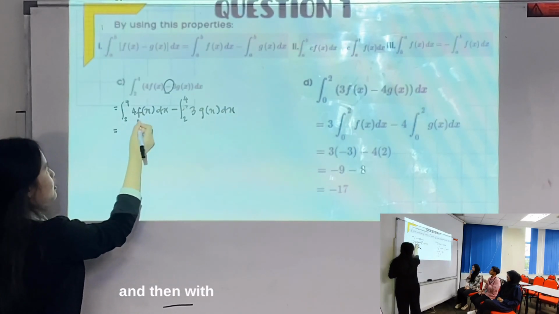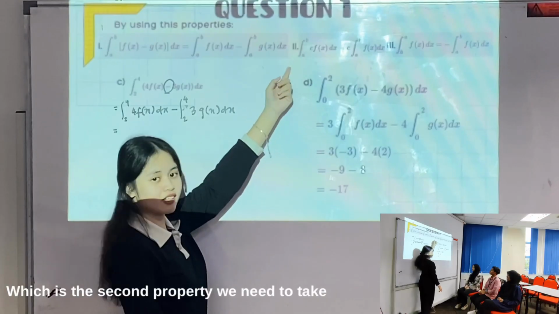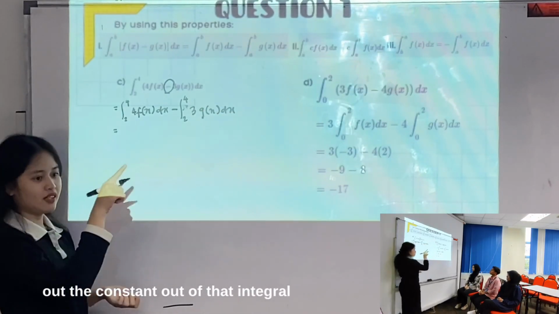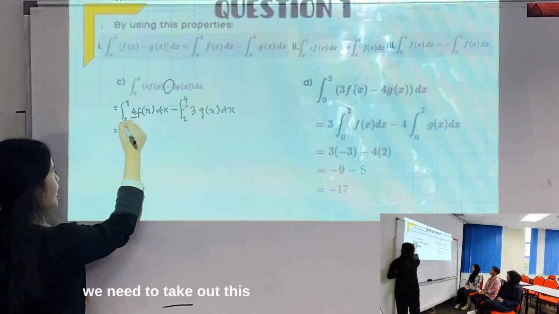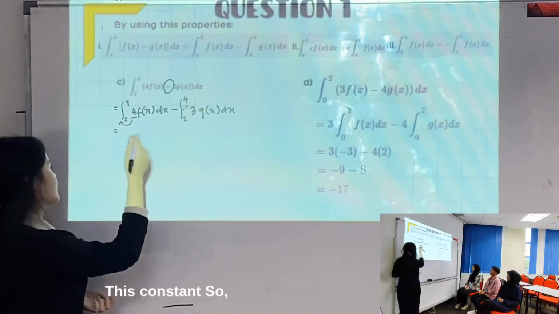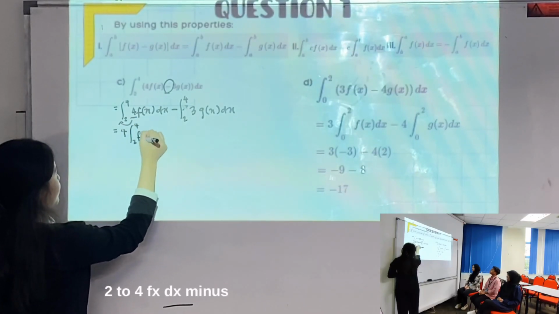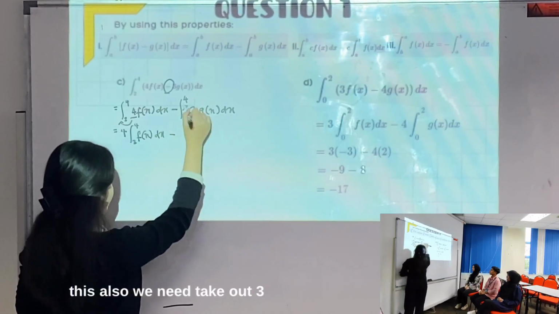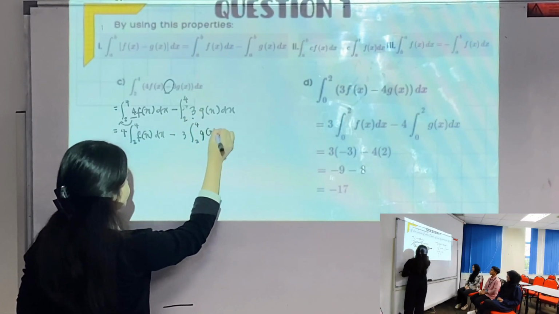And then with the second property, we need to take the constant out of the integral. So like this number 4, we need to take out this constant. So 4 times the integral from 2 to 4 of f(x) dx minus, this also we need to take out, 3 times the integral from 2 to 4 of g(x) dx.